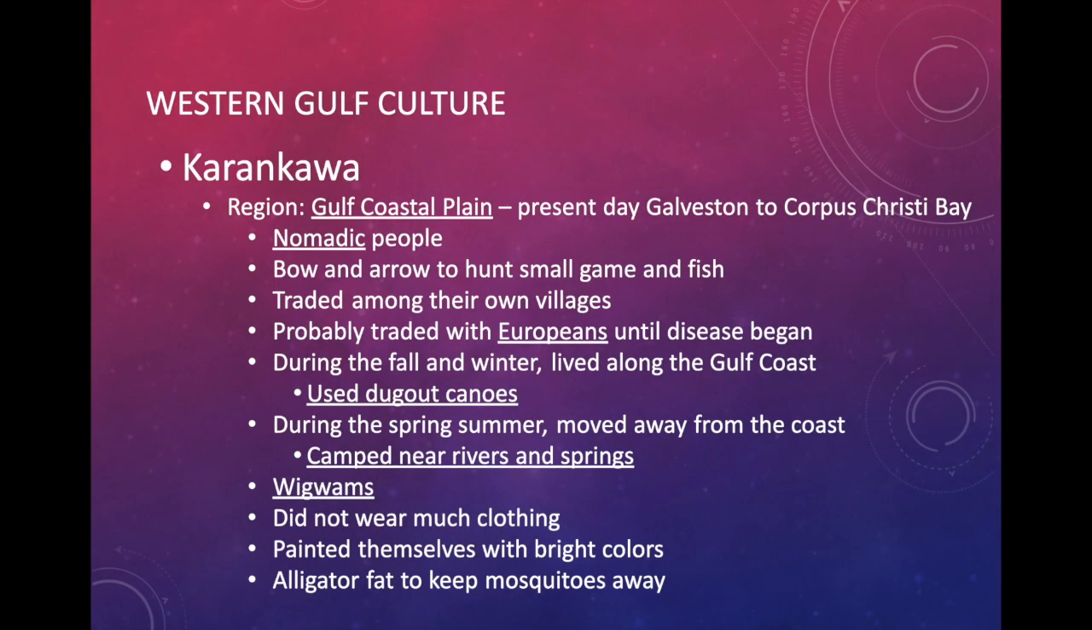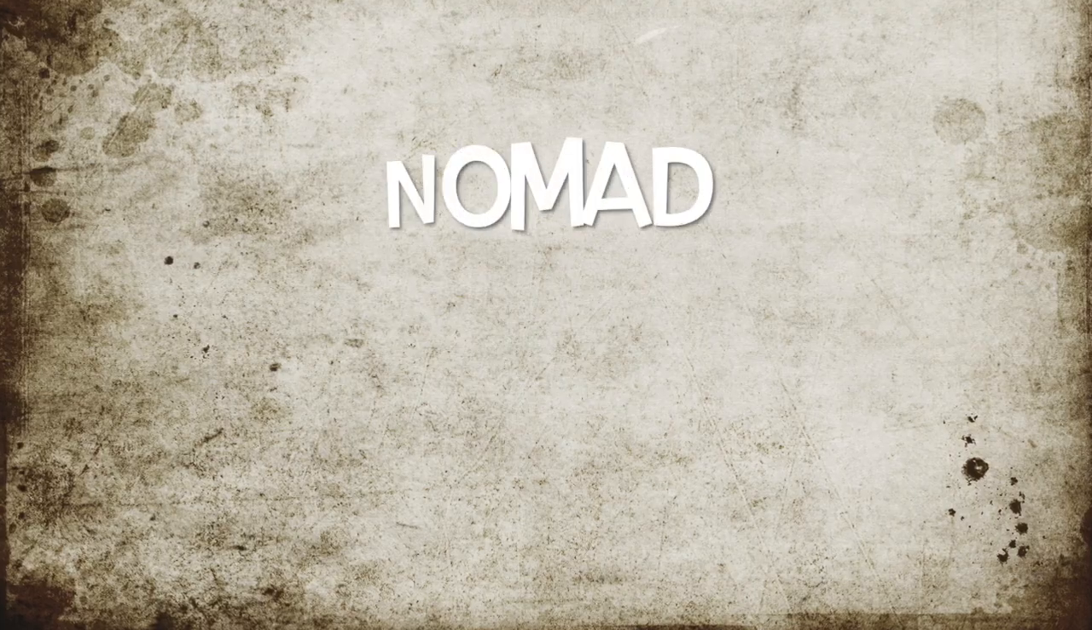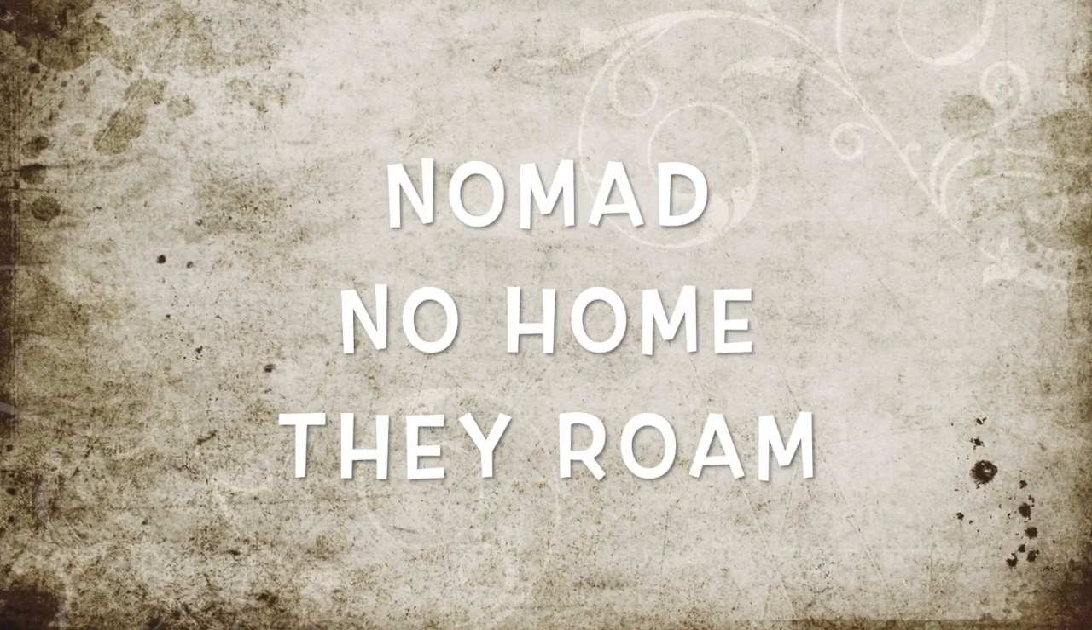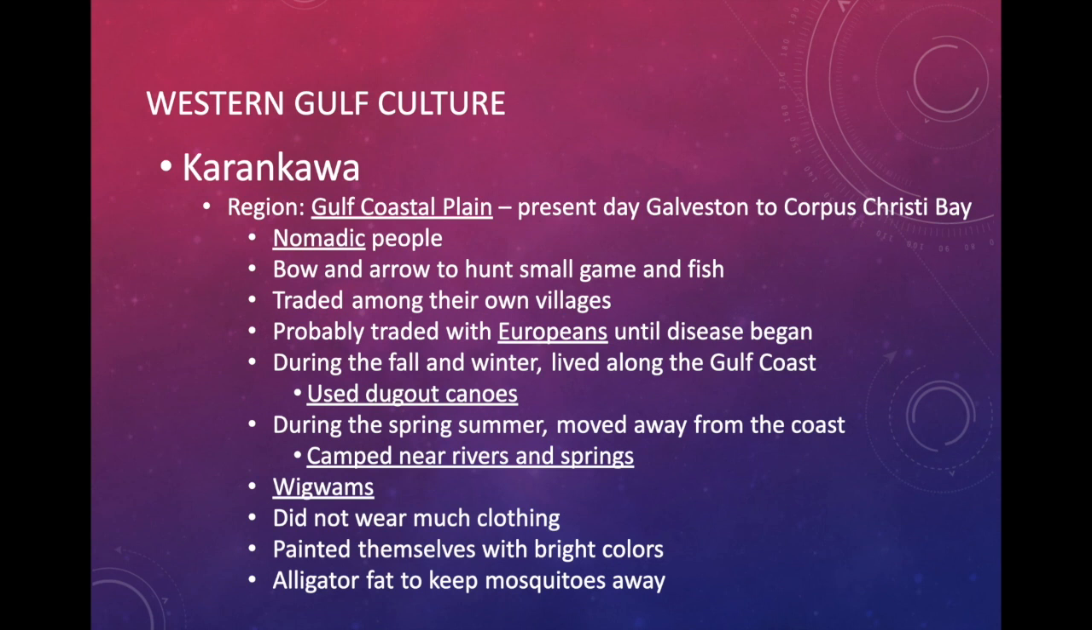To me, this next culture is one of the most fascinating cultures that there is. It's called the Western Gulf culture. There are 2 groups in this culture. There are the Karankawa and the Cojutecan. The Karankawa lived on the Gulf coastal plains near present-day Galveston and close to Corpus Christi. They were a nomadic people. They hunted with bows and arrows. They traded among their own villages and were very suspicious of people outside of their own culture.